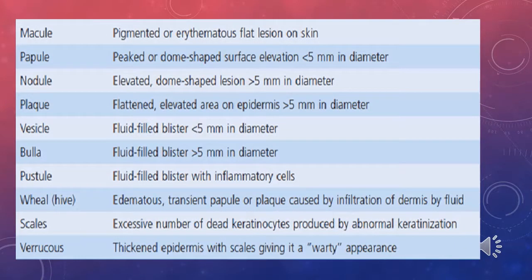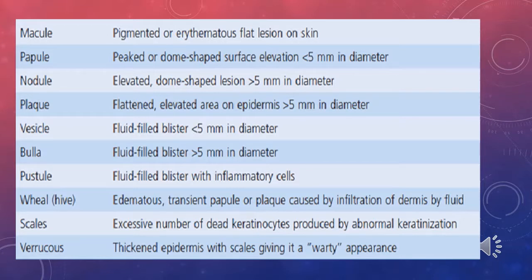Okay, before starting this session, one should know the basic terms used in dermatology and in your clinical practice and clinical scenarios. The most common terms are summarized here. Macule is a pigmented or red flat lesion on the skin. Papule is a dome-shaped surface elevation less than 0.5 centimeter in diameter.